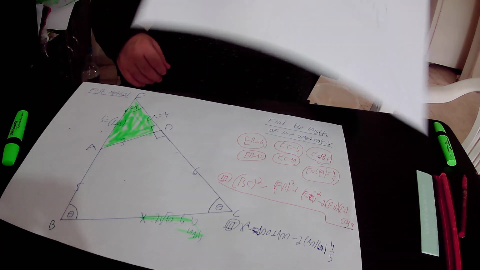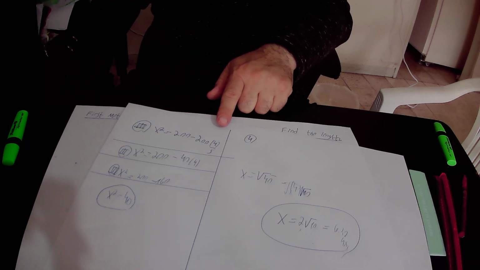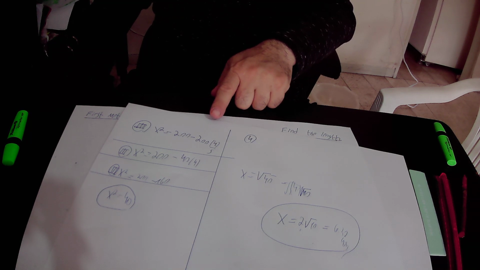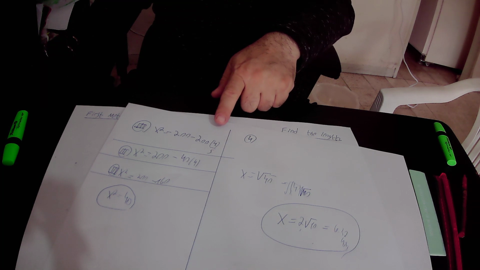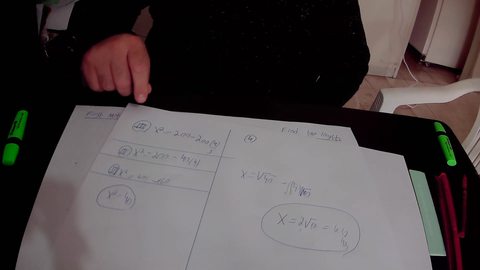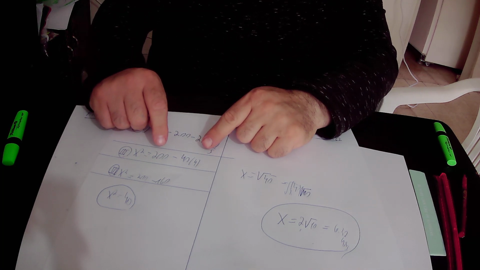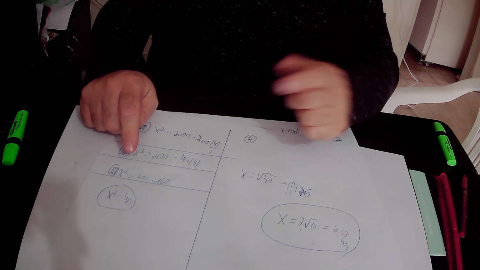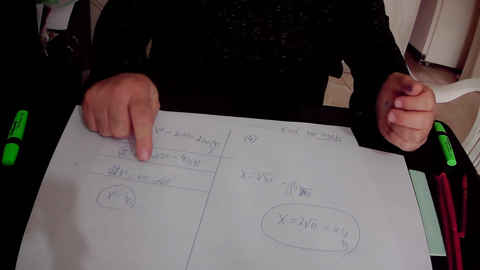So in conclusion, we found out that x squared equals 200 minus 200 times 4 over 5. So x squared equals 200, and here 200 over 5 is 40, so minus 40. So in conclusion, this expression equals minus 40 times 4. According to equation number 3, x squared equals 200, and here minus 40 times 4 is minus 160, so x squared equals 200 minus 160. 200 minus 160 is 40.